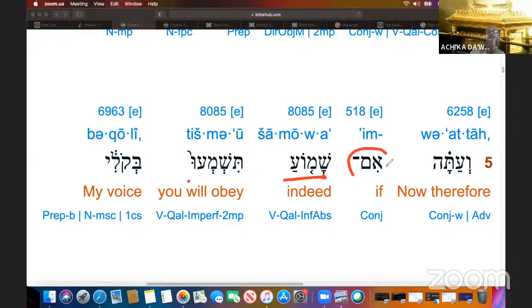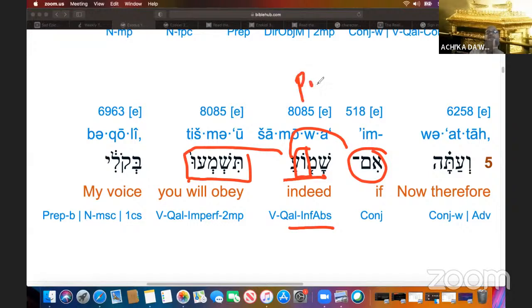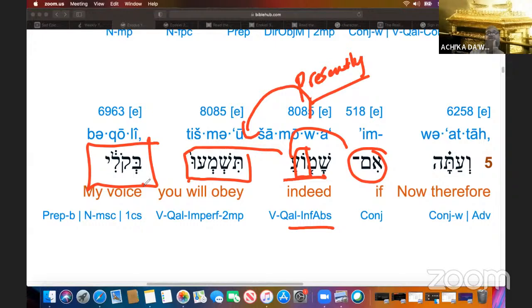If you are listening to and obeying exactly what I'm saying, infinitive absolute, meaning always be listening. That's what this O right here means. It's called a participle. It means in a present tense. So you got to always presently be listening, and indeed listening, listen to my voice, as if you're in an attentive meeting, because I'm telling you what it is.